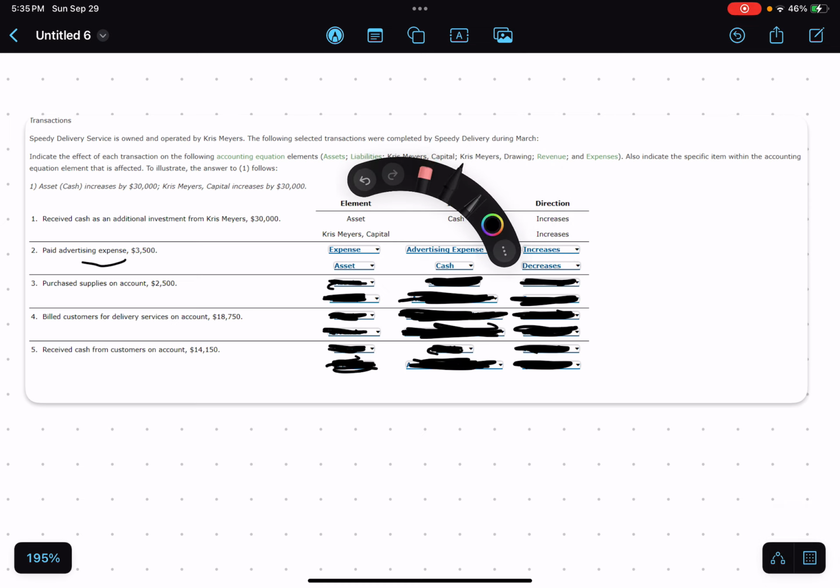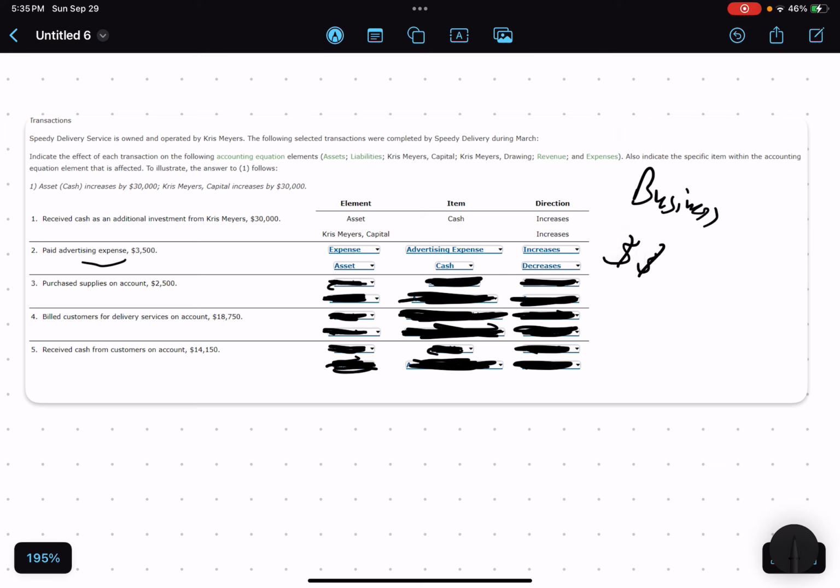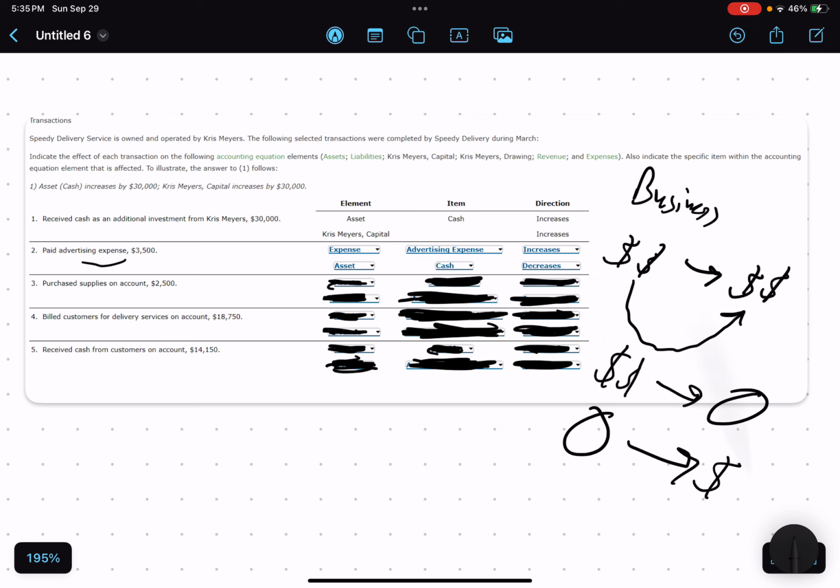So think of it like this. This is the business. It has this much money and it needs to pay off this expense. Well, in order to pay off the expense, it has to take the money and move it here, right? So before it looked something like this. Now it looks something like this. The advertisers didn't have any money, and now you don't have any money because you just paid off the advertisers. So that's kind of the illustration we're going with here.